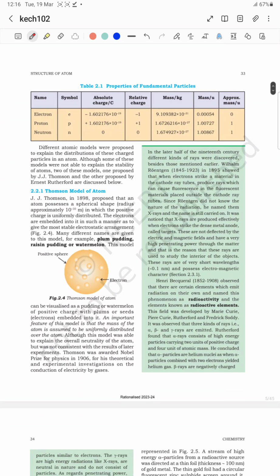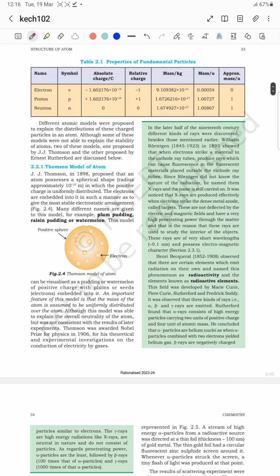Different atomic models were proposed to explain the distributions of these charged particles in an atom. Although some of these models were not able to explain the stability of atoms, two of these models, one proposed by J.J. Thomson and the other proposed by Ernst Rutherford. First one is the Thomson model of atom.